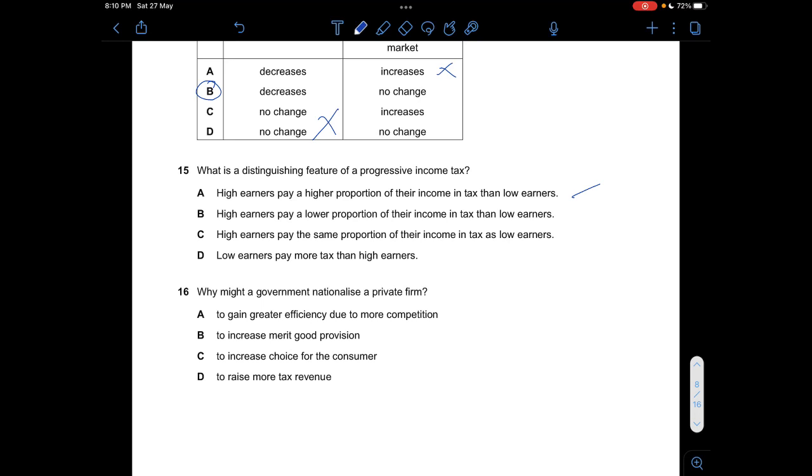Let's look at three other options here. B says high earners pay a lower proportion of their income, wrong. C says high earners pay the same proportion of their income in tax as low earners, which is wrong.